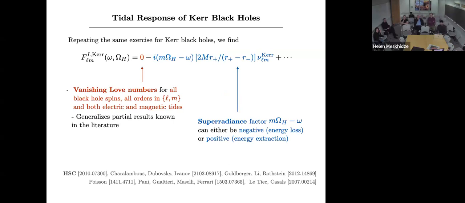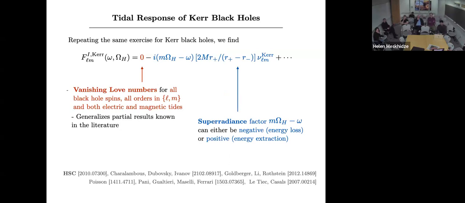So the upshot is that one can repeat the same exercise, solving the total response of a Kerr black hole using the Teukolsky equation, and this is the result, where you see that at leading order, the real part of the total response is zero. So the Love numbers of Kerr black holes are zero. It's very important to emphasize that this vanishing of Love numbers is true for all values of black hole spin.